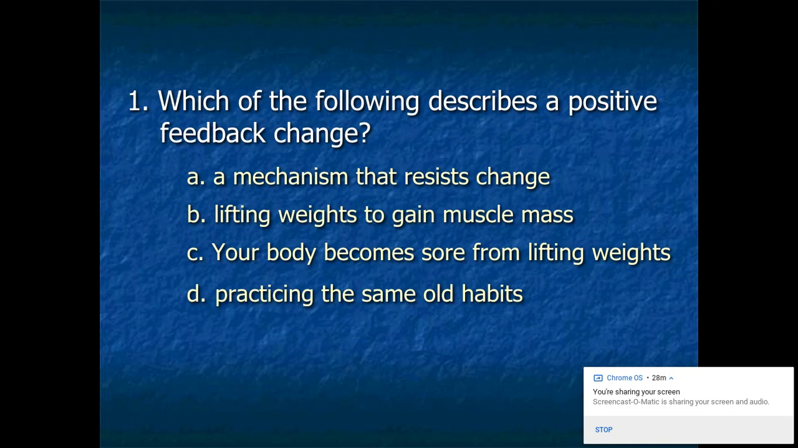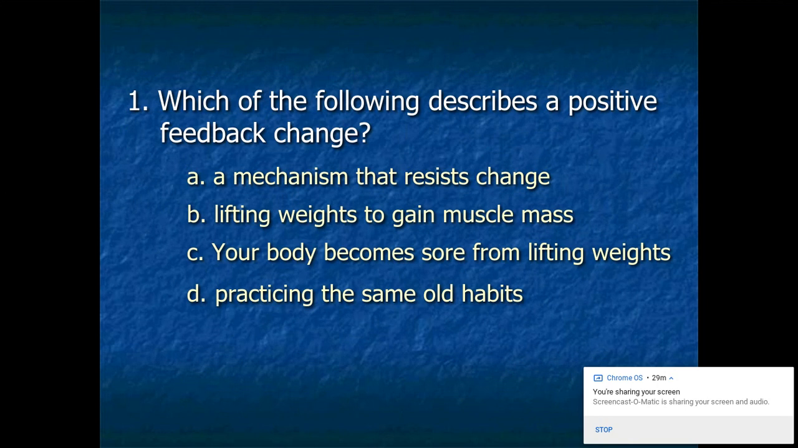Well, certainly it's not going to be A, because a mechanism that resists change would certainly be negative feedback. The answer, I think, in this case is going to be B, lifting weights to gain muscle mass. So again, as one lifts weights, you start changing the system. You're changing your human body system. Certainly it is not going to be D because it doesn't even conform to the definition of positive and negative feedback. So practicing the same old habits would be incorrect.